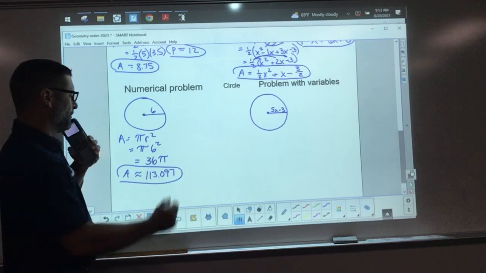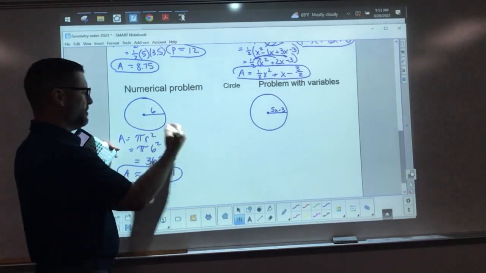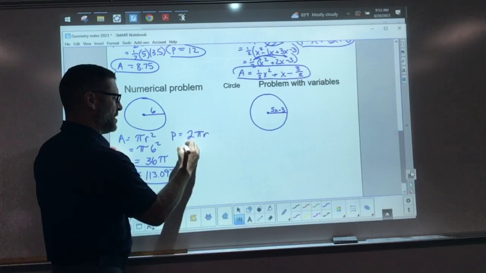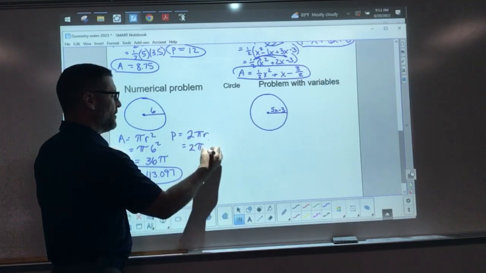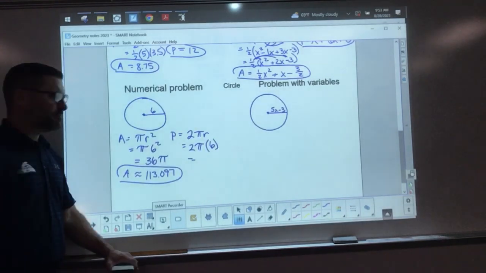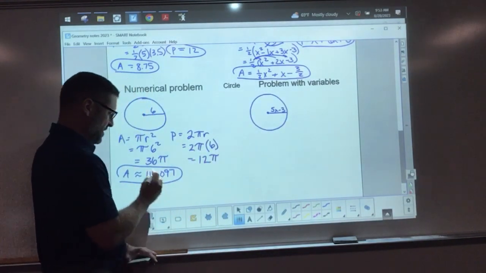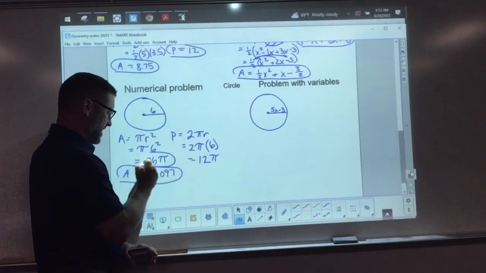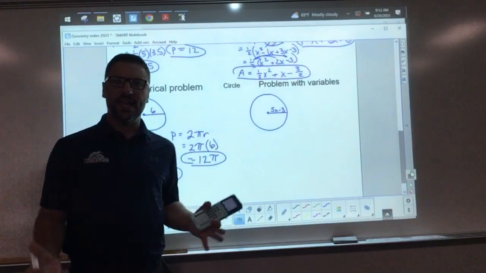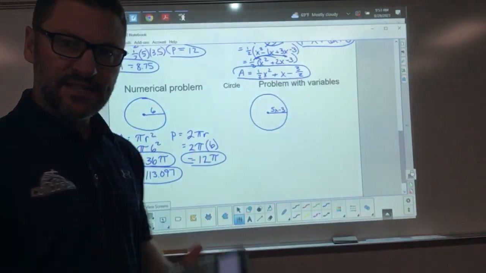Okay, and I got my area. My perimeter also has a formula. The perimeter formula is 2 pi r. 2 pi, the radius is 6. 2 pi r, 2 pi 6. 2 times 6 is 12, so I got 12 pi. That is an answer that is legitimate. 12 pi might appear as one of the answers on the Canvas quiz. Do not be shocked. Do not always look for the decimal.